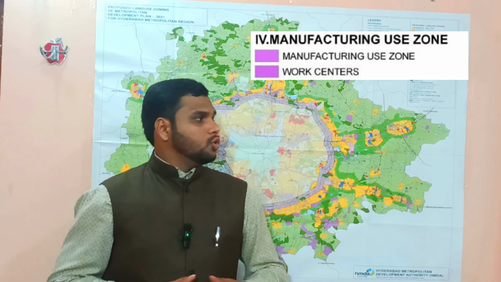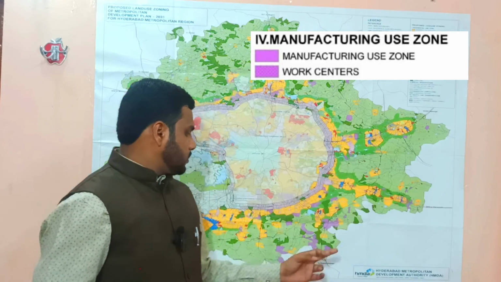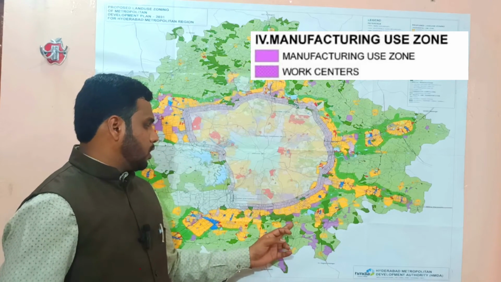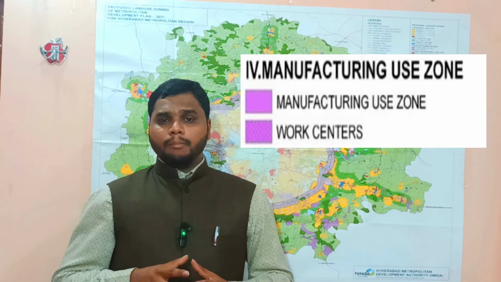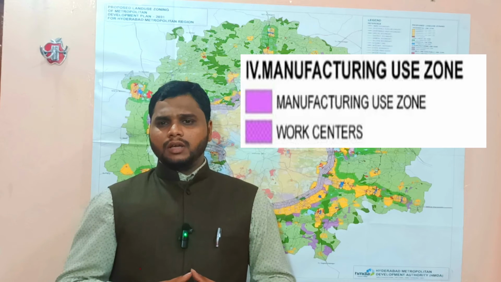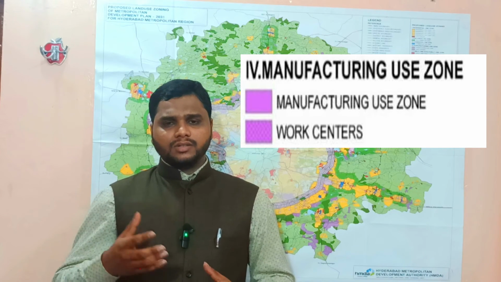Next, the fourth zone is the manufacturing zone, shown in dark pink color. This zone is only for the industrial purpose. No residential permission can be given in this manufacturing zone. This manufacturing zone is again divided into 2 parts: manufacturing zone and work centers, which we will discuss in detail in the next videos of this HMDA Master Plan series.